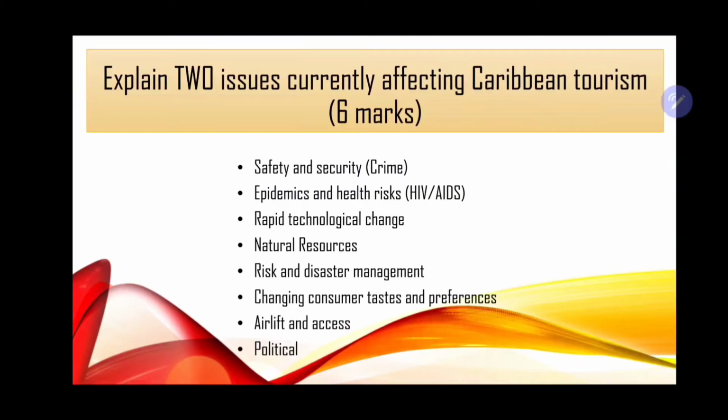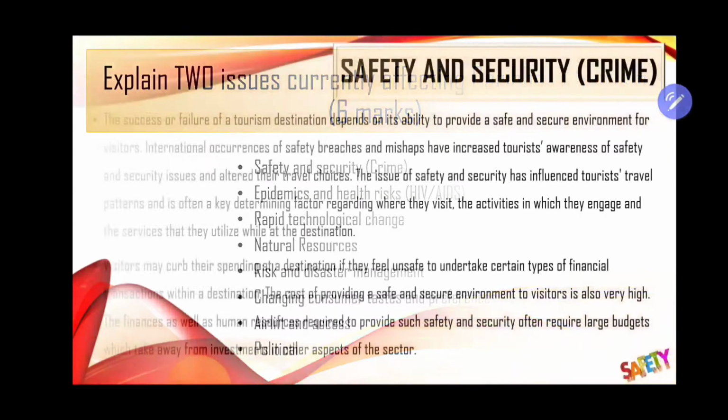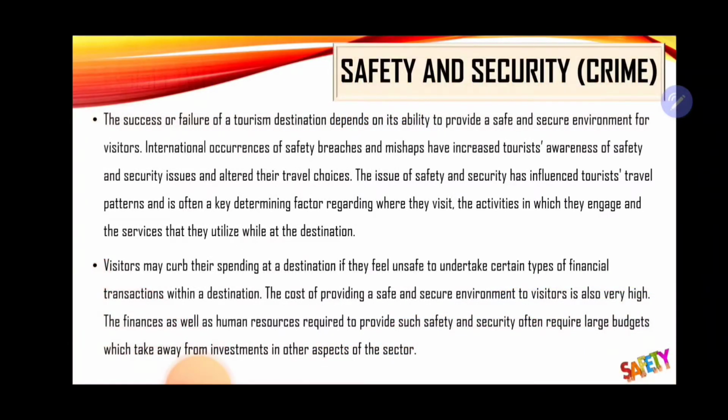So we have all the issues that affect tourism outlined here. We have safety and security, epidemics and health risk, rapid technological change, natural resources, risk and disaster management, changing customer tastes and preferences, airlift and access, and also political. Now let's look at safety and security. Now, the success or failure of a tourism destination depends on its ability to provide a safe and secure environment for visitors.